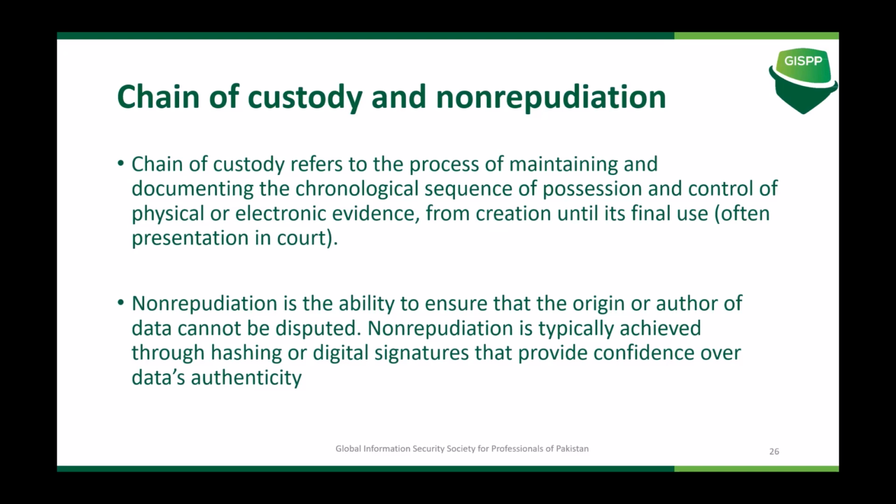Non-repudiation is the ability to ensure that the origin or author of data cannot be disputed. Non-repudiation is typically achieved through hashing or digital signatures that provide confidence over data authenticity. So if I send an email to somebody, later I cannot deny that I sent that email. So the non-repudiation checks need to be available.